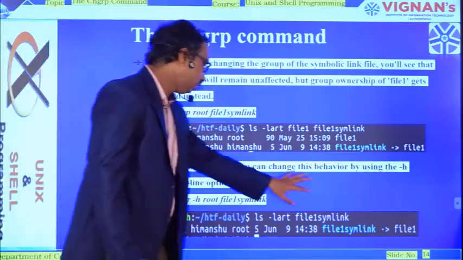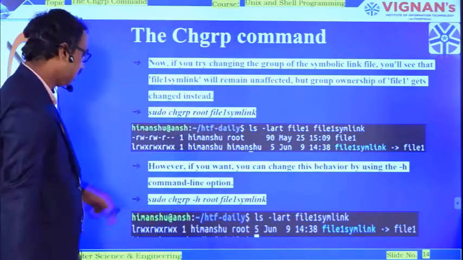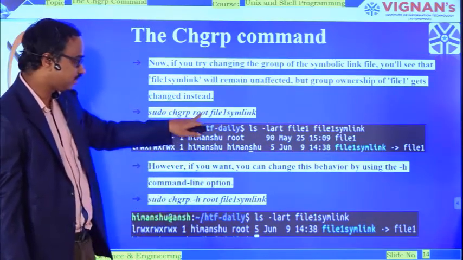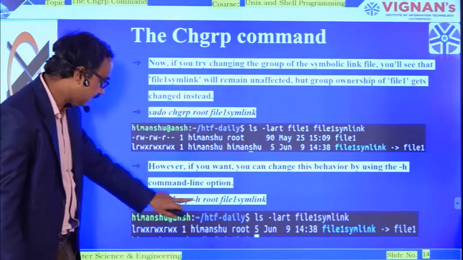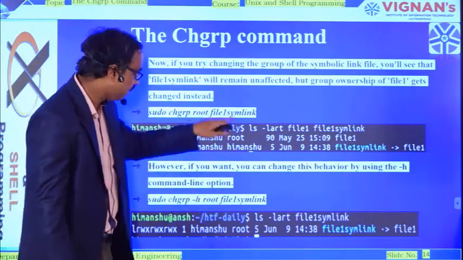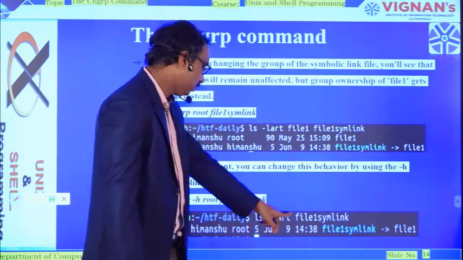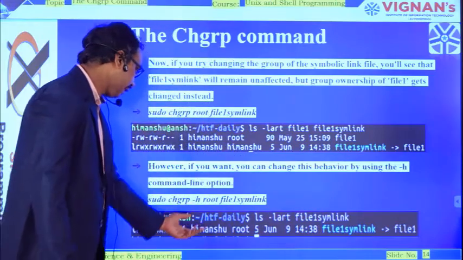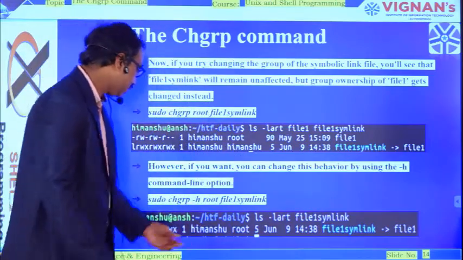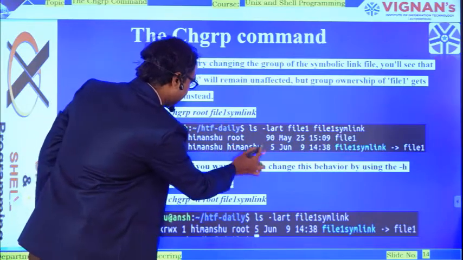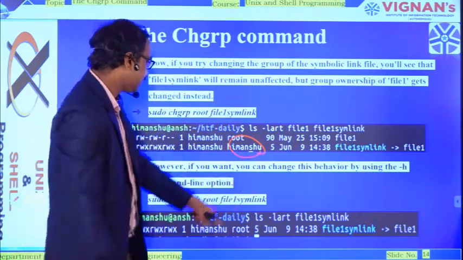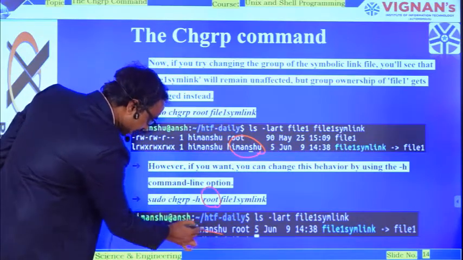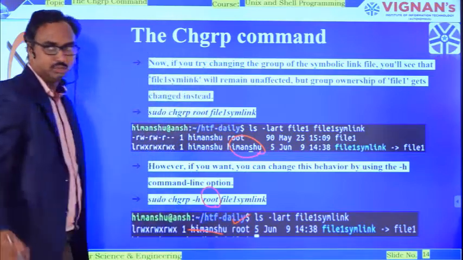However, if you want to, you can change this behavior by using the h option. So sudo, same thing, chgrp. Just add the option h in front; the syntax is the same, but with the option h, root, file1 and then the symbolic link. So ls the group name. Now we can just add the symbolic link name. Once we type this command, it will display the details. In the previous case, the group was Himanshu. Now I want to make it root. So Himanshu is as it is, but the root group name will be changed.